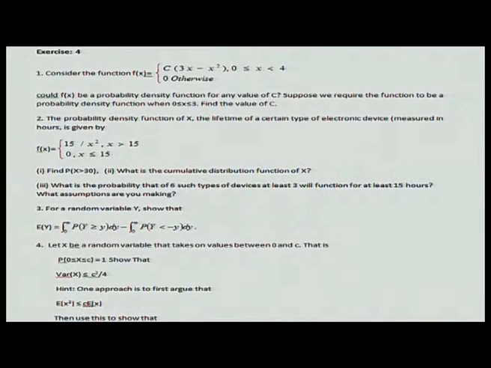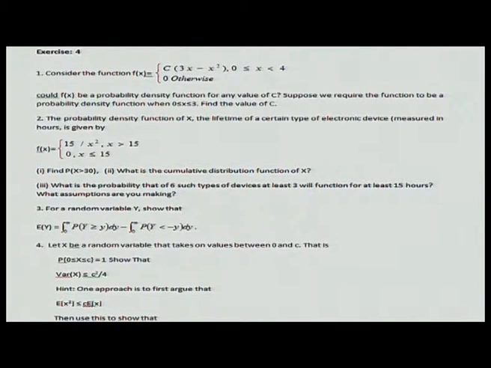What is the cumulative distribution function of x, and what is the probability that of 6 such types of devices at least 3 will function for at least 15 hours? What assumption are you making? Here, of course, you will assume that the devices are independent of each other, and then you will do the rest by finding out the probability of one device functioning for more than 15 hours, and then you have to say 3 out of 6. So, you can understand what all you have to do.